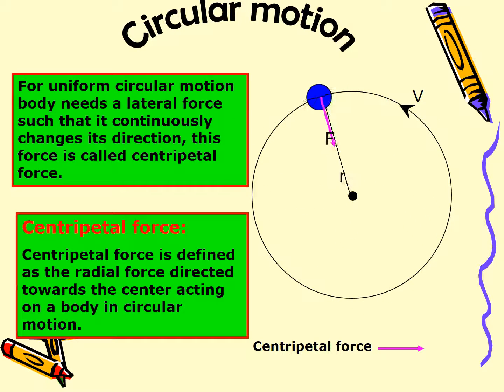For uniform circular motion, the body needs a lateral force such that it continuously changes its direction. This force is called centripetal force. Centripetal force is defined as the radial force directed towards the center, acting on a body in circular motion.